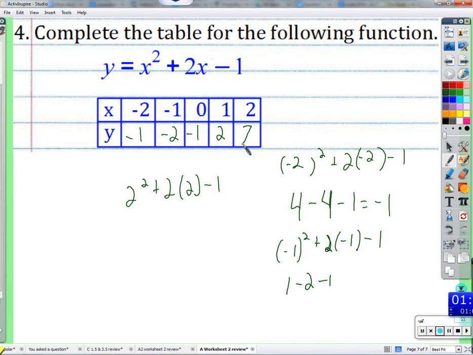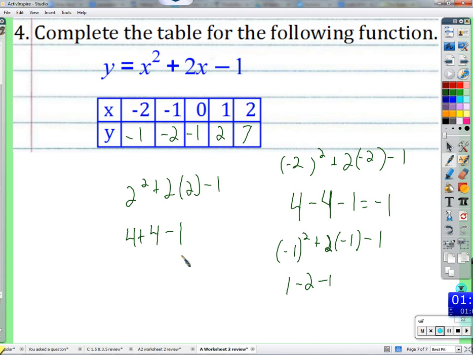Exactly, 7. Am I wrong or something? That was right. 2 squared is 4. 2 times 2 is 4. 8, and then minus 1 is 7. All right, so would it be 4 plus 1? It is. This is 4, plus 4, minus 1. 8 minus 1. Oh, my bad, sorry. Yep.